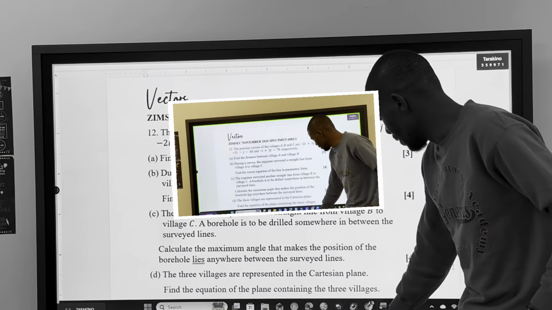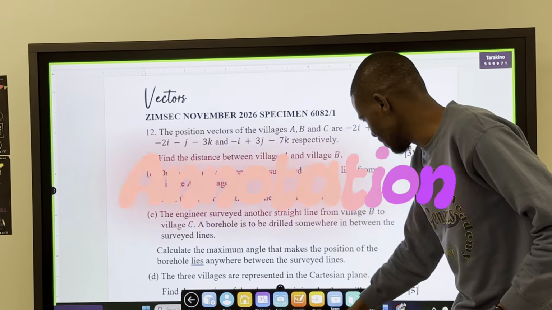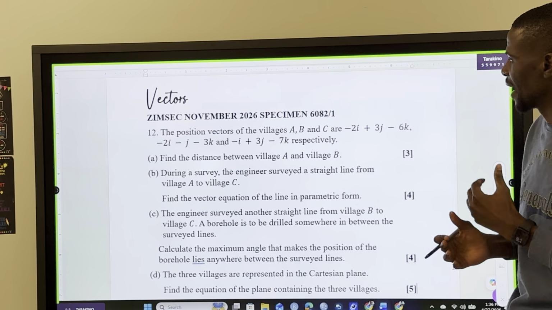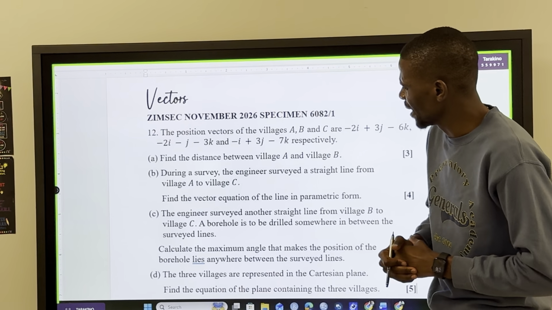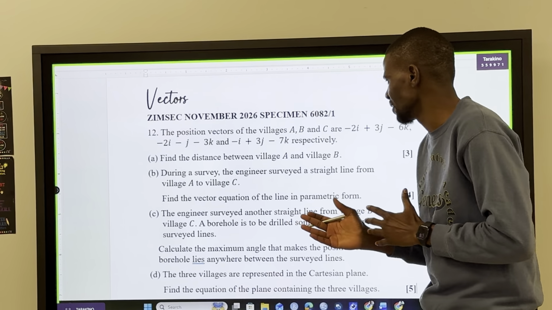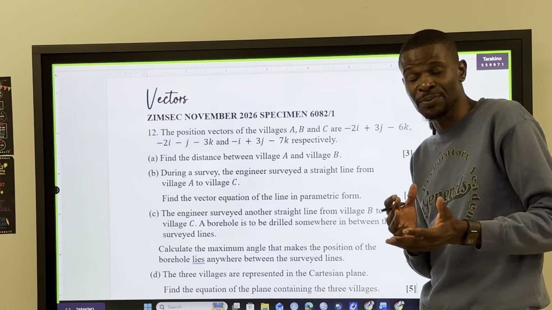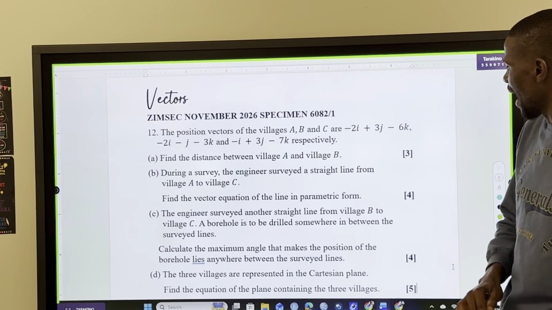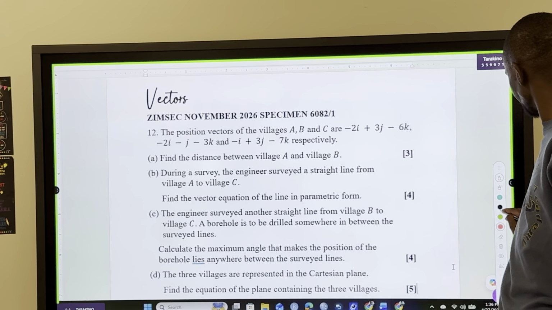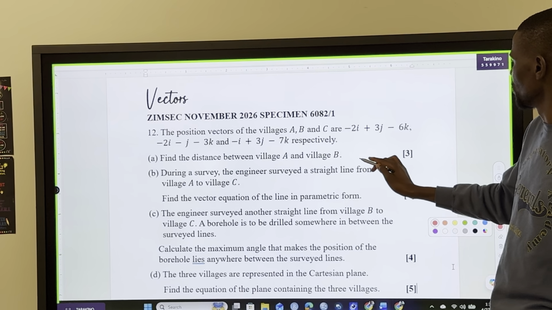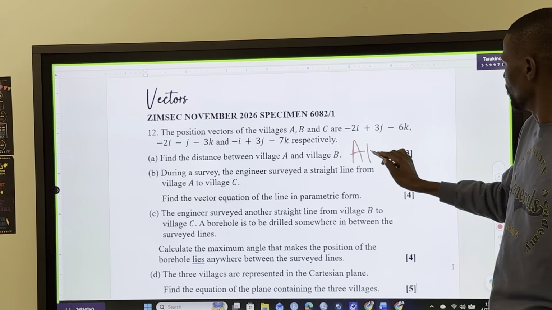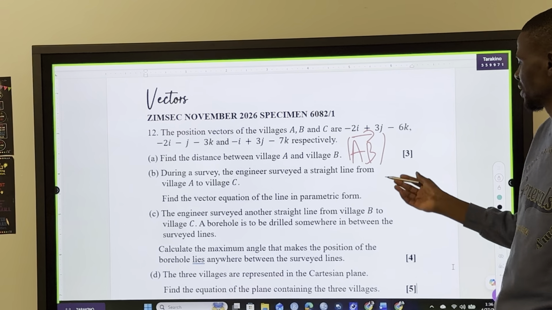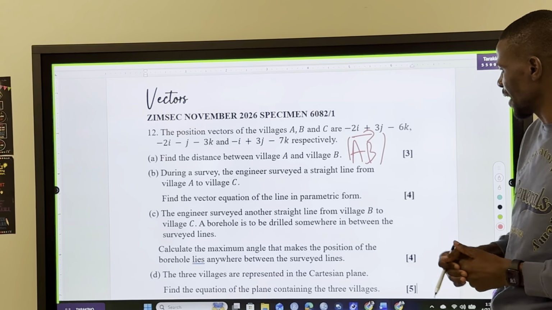All right, so before we attempt these problems, guys, let's just do the annotations. So the first one here, we want to find the distance between village A and village B. Remember, we are in vectors. So in other words, they are just asking you to find the modulus of vector AB, because that's the distance between A and B.